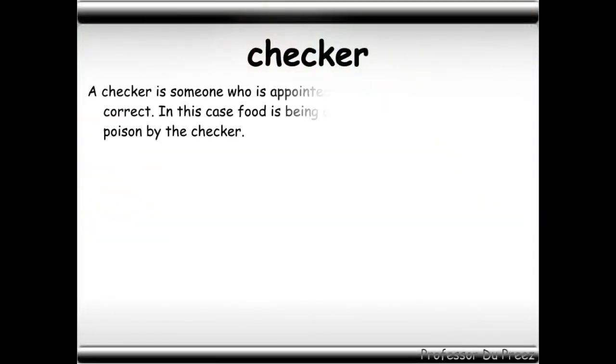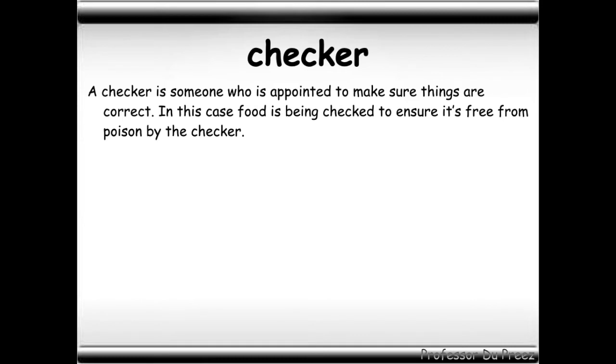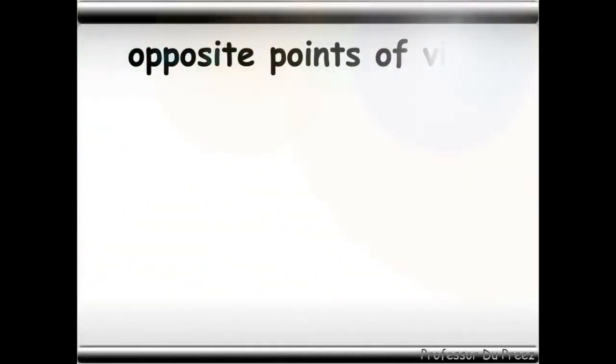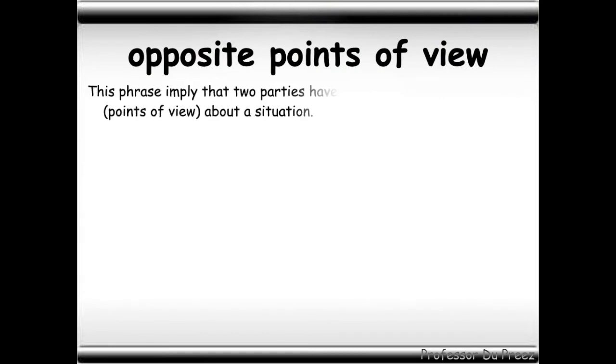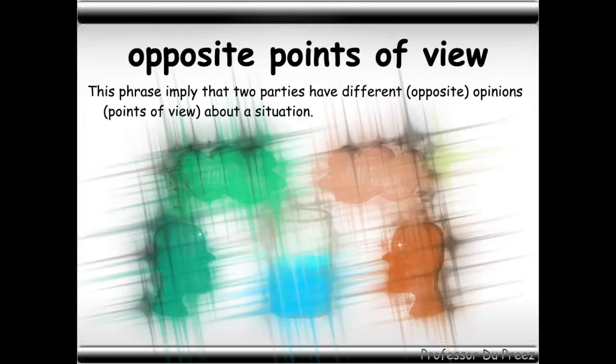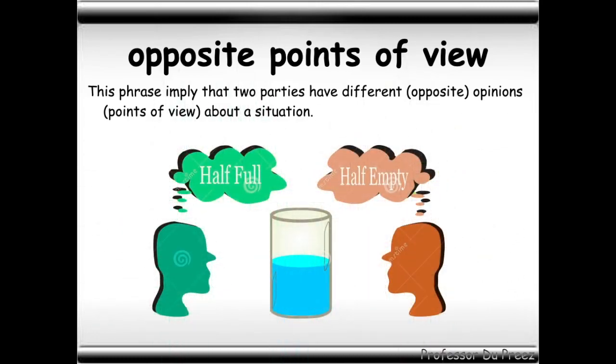Checker. A checker is someone who is appointed to make sure things are correct. In this case, food is being checked by the checker to ensure it is free from poison. Opposite points of view. This phrase implies that two parties have different opinions about a situation. Here we can see the proverbial half-full glass and the half-empty glass, depending on a person's point of view.